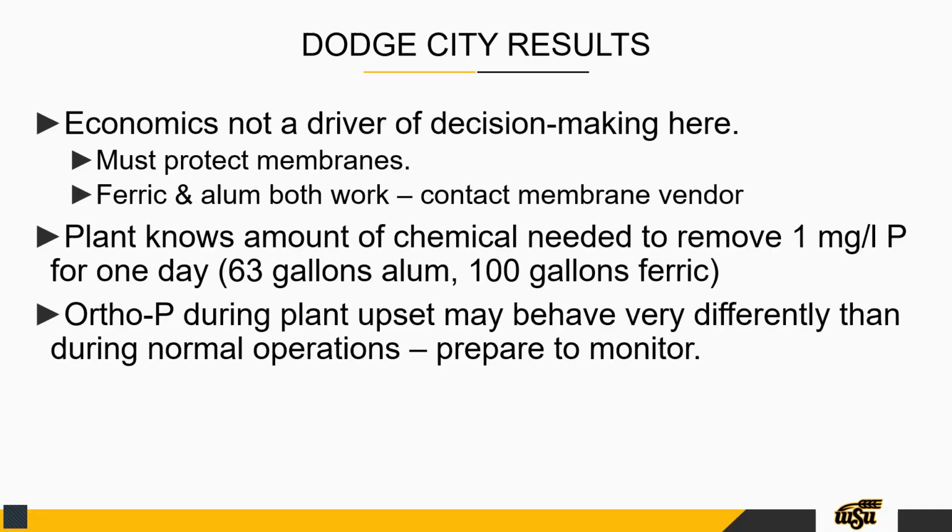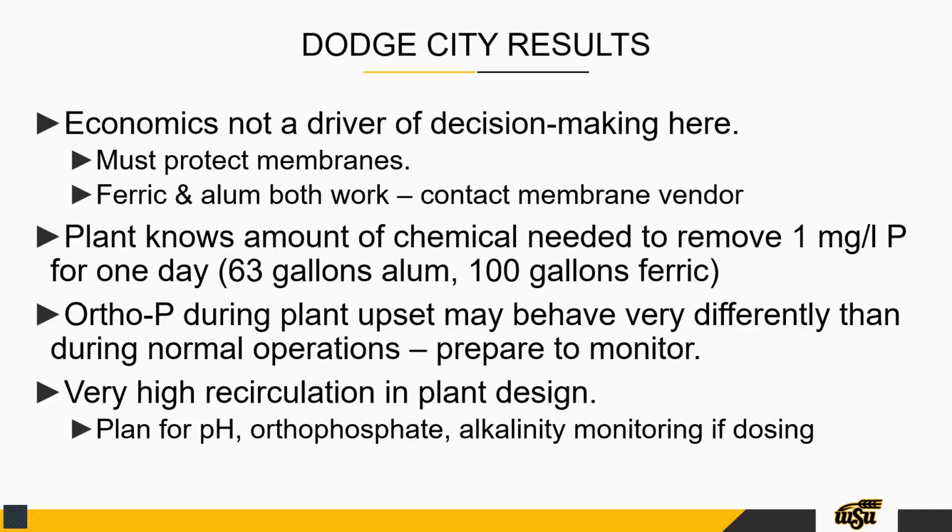We also talked about process control monitoring. That orthophosphate upset is not normal, but you need a system to be able to look at that. Another thing is that these membrane plants have very high recirculation rates. So if you actually dose the system, you're going to want to pay attention to things like pH, alkalinity, and things like that if you are actively dosing, because you could upset other processes in the plant.